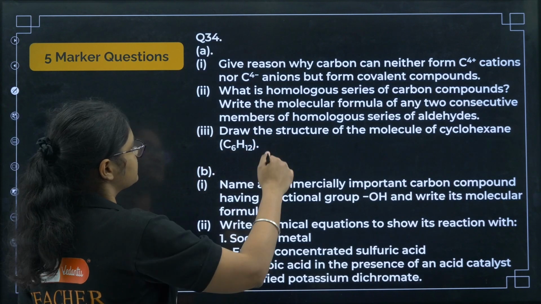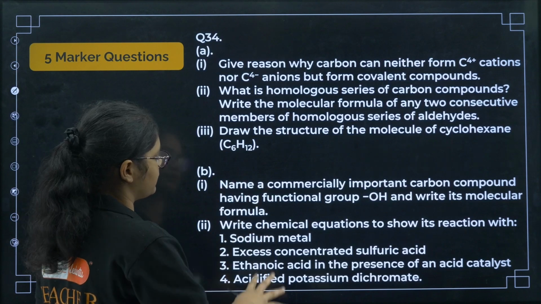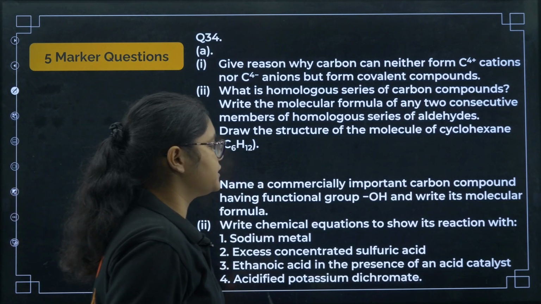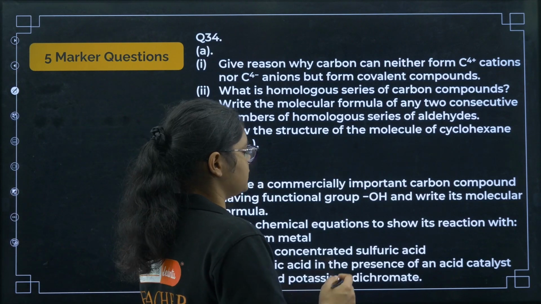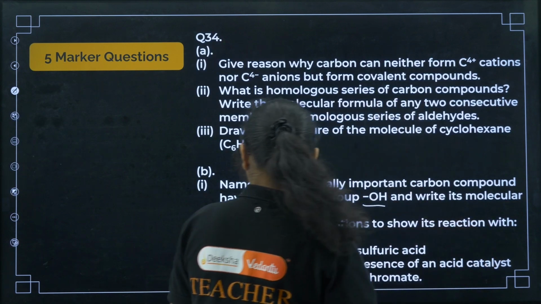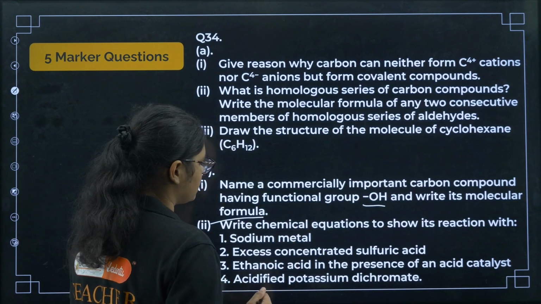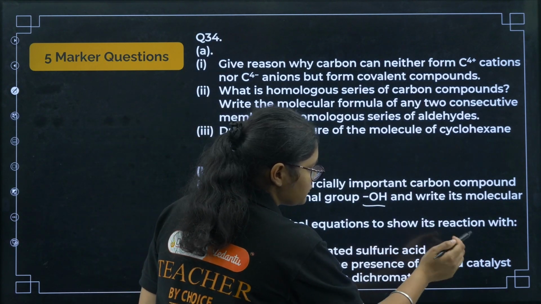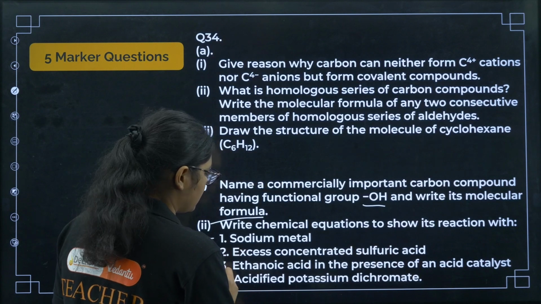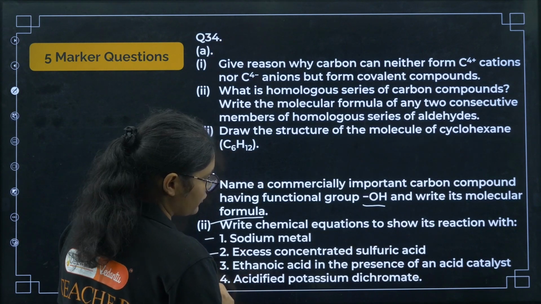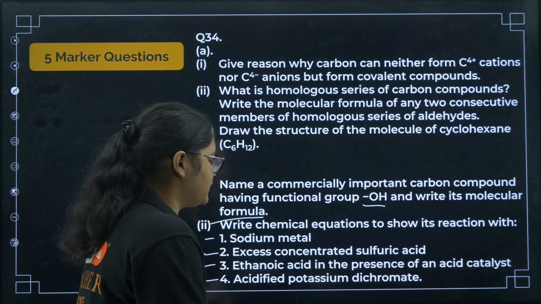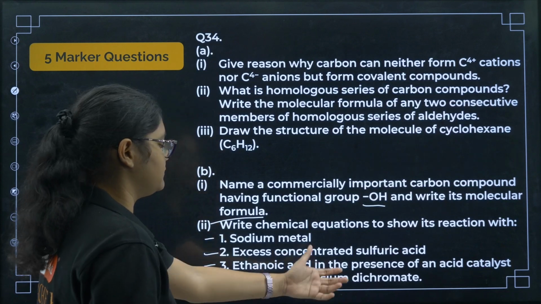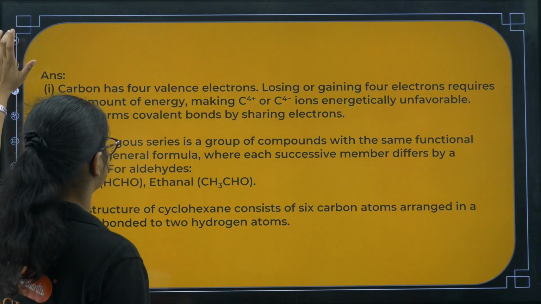Now you can answer this one, that will give you 5 marks, or you can do this one. Name a commercially important carbon compound having functional group OH and write its molecular formula. So that is your ethanol. Write chemical equations to show its reaction with sodium metal, excess of sulfuric acid, ethanoic acid, and acidified potassium dichromate. Very easy question, both of them.